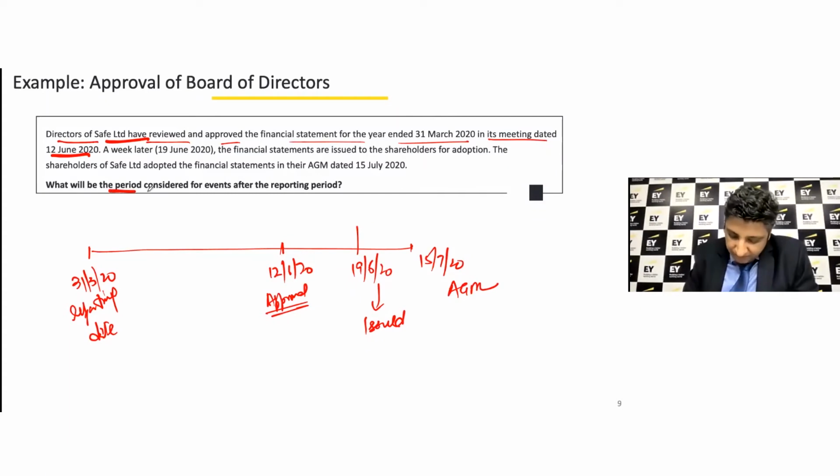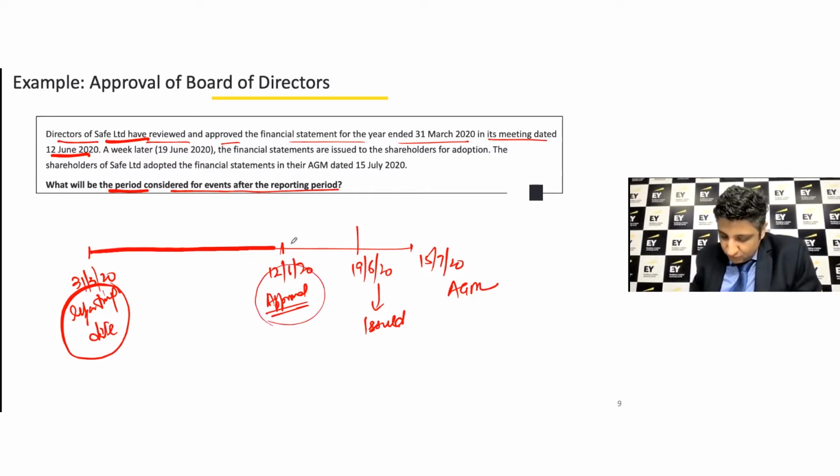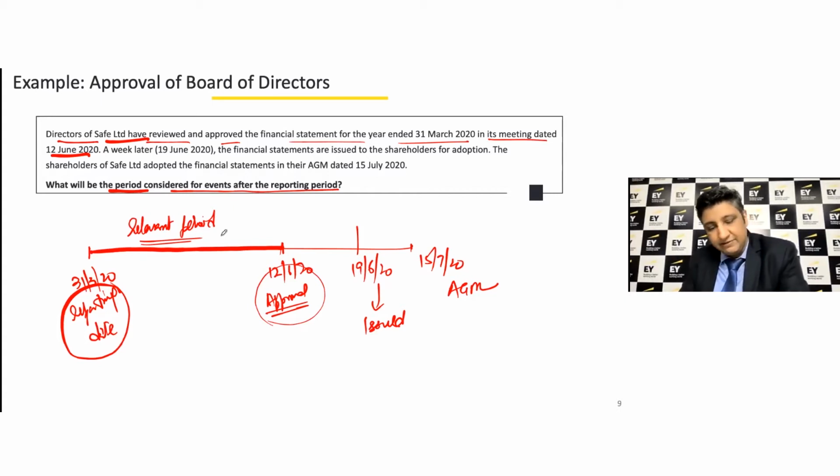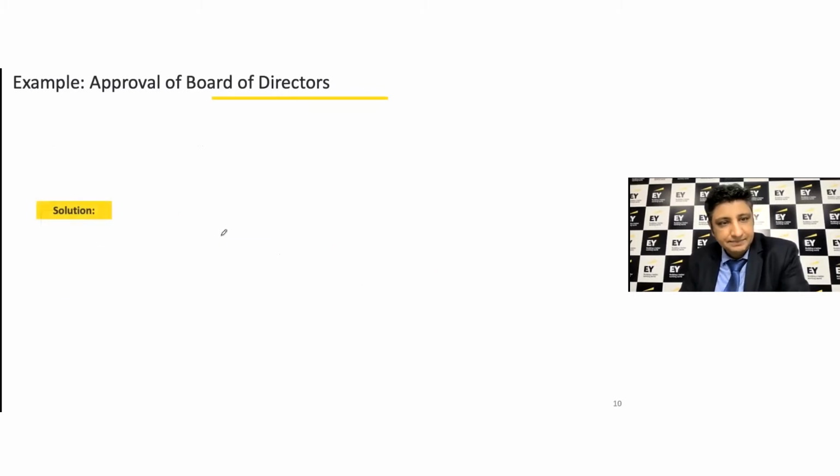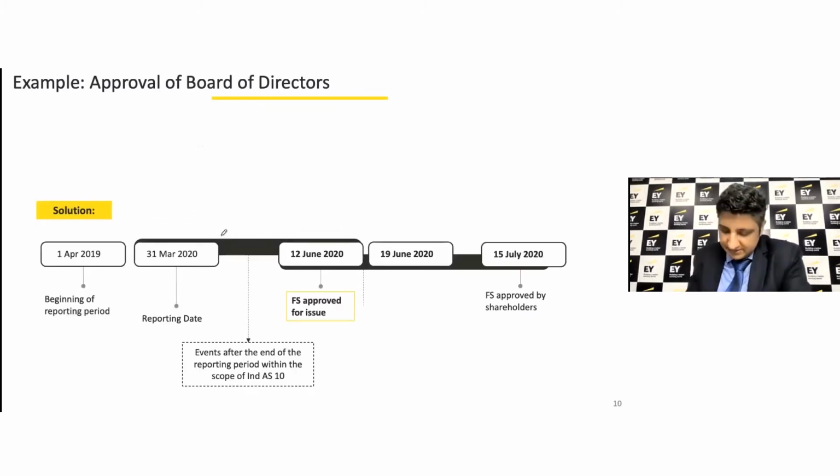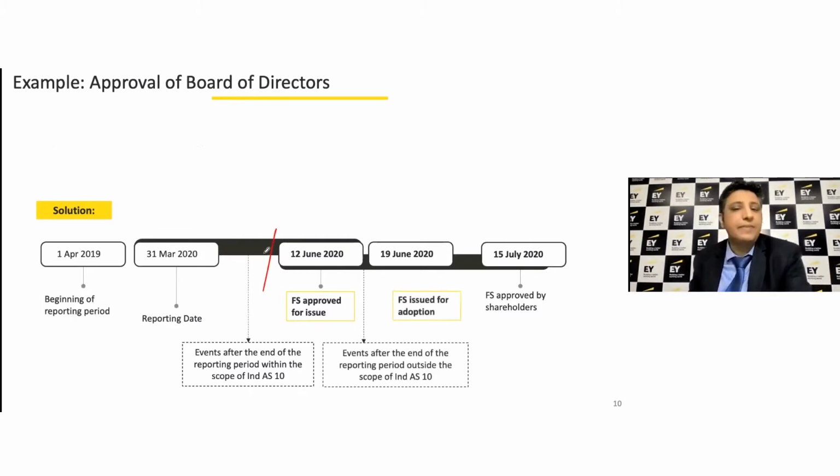The question says, what will be the period considered for events after the reporting period? Essentially, we look at the reporting date and the date of authorization. So anything that happens between these two dates would be an event after the reporting period, and this is the relevant period here. For our question's sake, this is going to be the relevant period, and accordingly, we would say that the relevant period for events after the reporting period will be between 31st of March 2020 and 12th of June 2020 in this given case. All right, that's the solution. Look at the timeline again. This is the relevant period for us for all practical purposes.